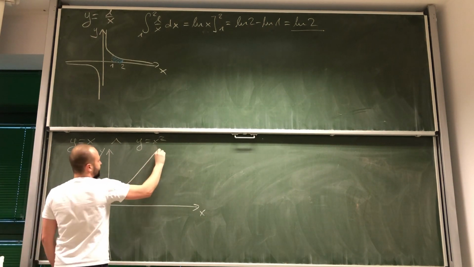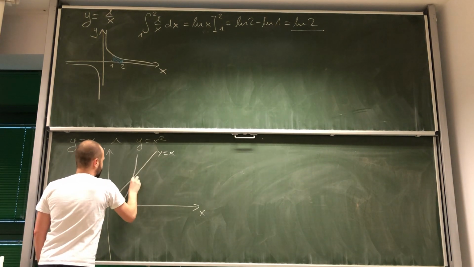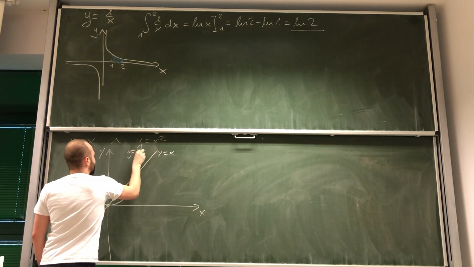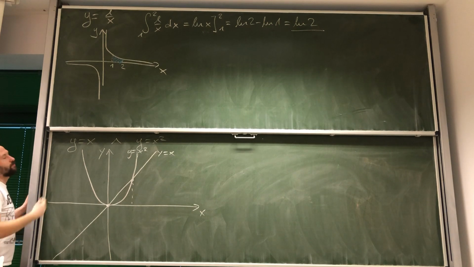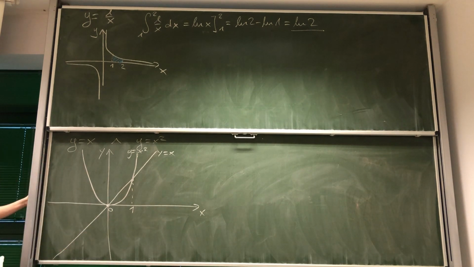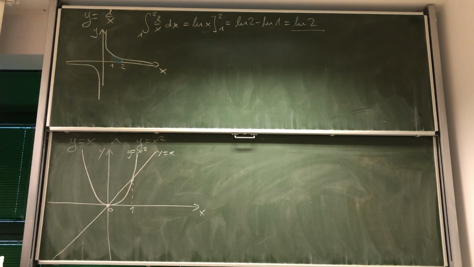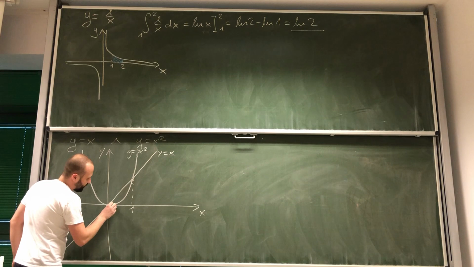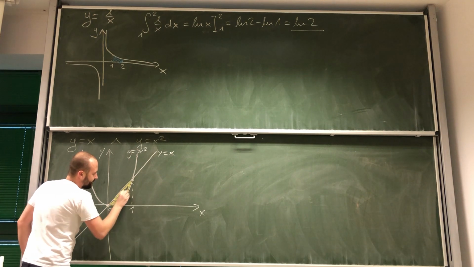Okay, this is y equals x. And this is y equals x squared. Look, both of these functions have two common points, at 0 and 1. And look, now I don't want to know what is the size of the area below one of these functions. I want to know what is the size of the area in between those functions. So I want to know what is the size of this.